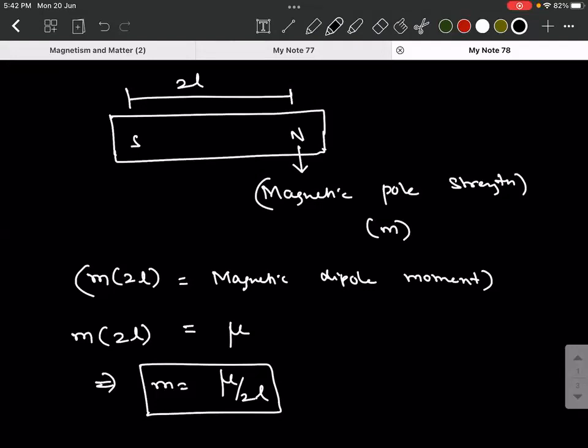So mu divided by 2L, how do you call it? I told you in physics, whatever you write in the denominator, add a prefix called unit. So can I say magnetic pole strength is defined as the magnetic dipole moment per unit magnetic length? That's what I do.